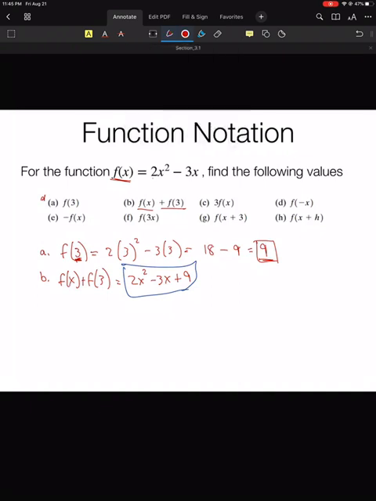Another one that we can work on, a more challenging one, is part G. Okay, f of x plus 3. This is where students really get confused, because there's f of x over here, so I just add plus 3 everywhere. Well, sort of, but you need to do it very carefully.